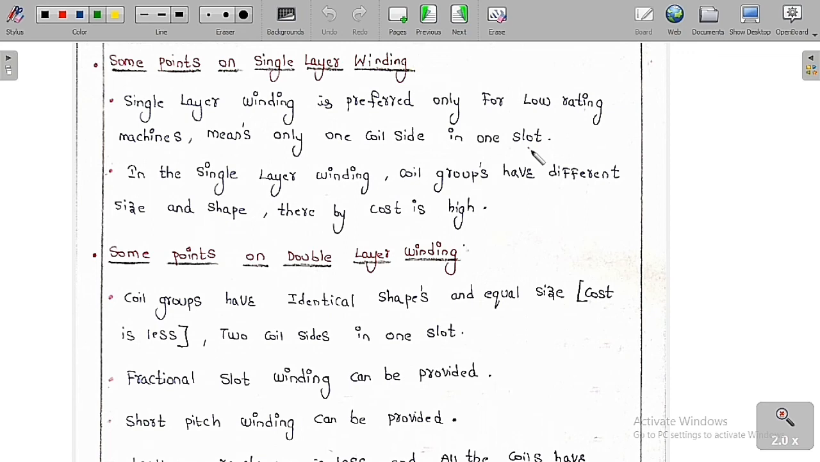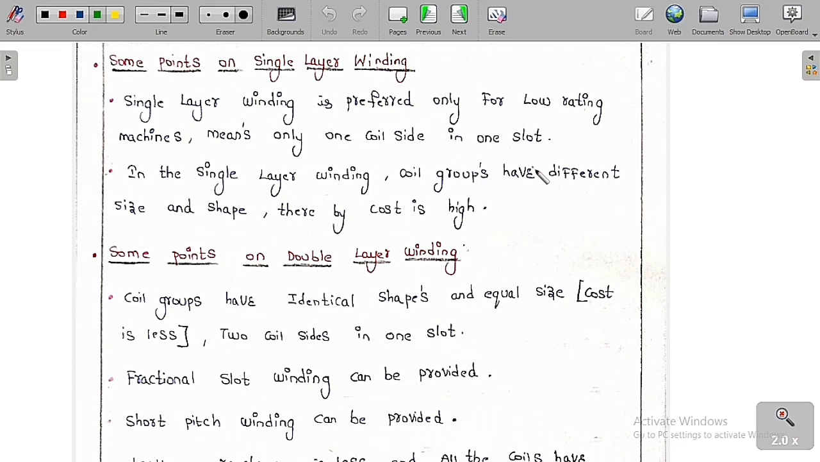Therefore, single layer winding is always preferred only for low rating machines. For a given coil, one coil side is placed in one slot, and it is called a single layer winding. So single layer winding is preferred only for low rating machines, with only one coil side in one slot.